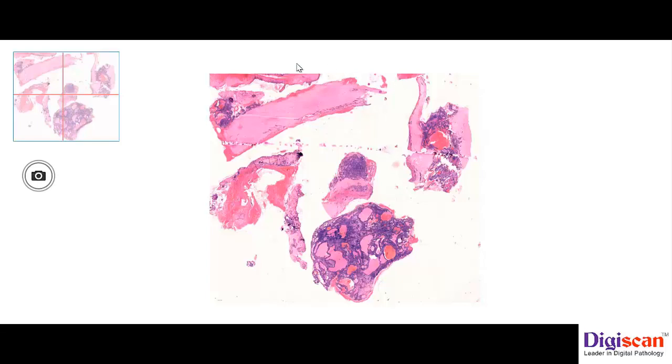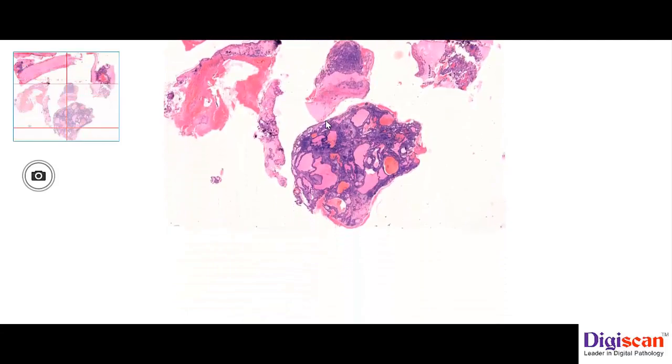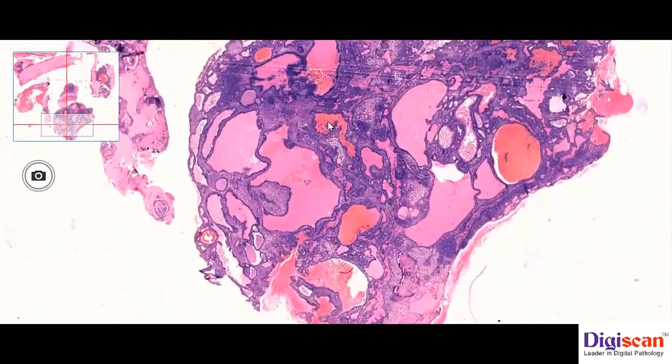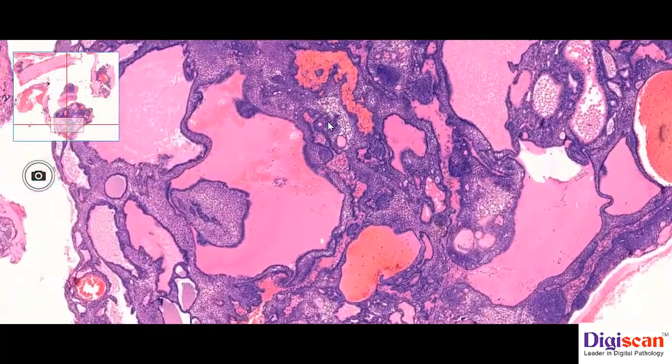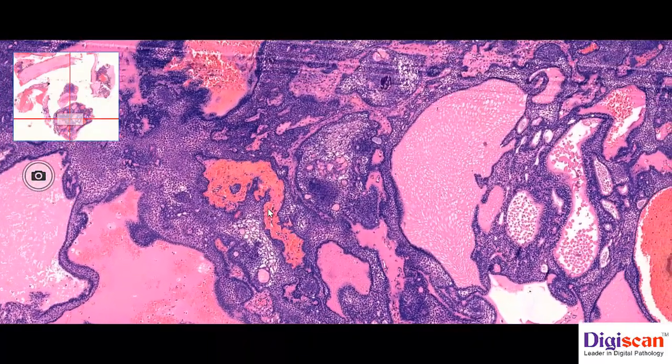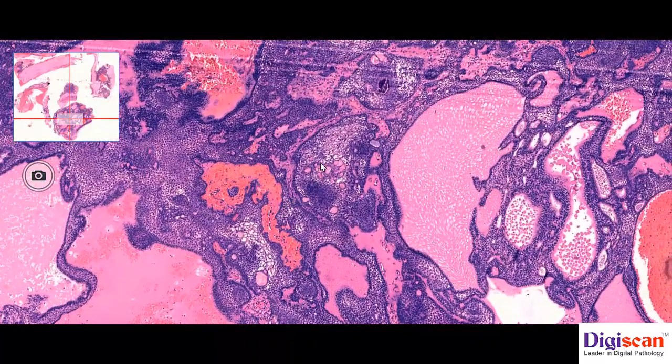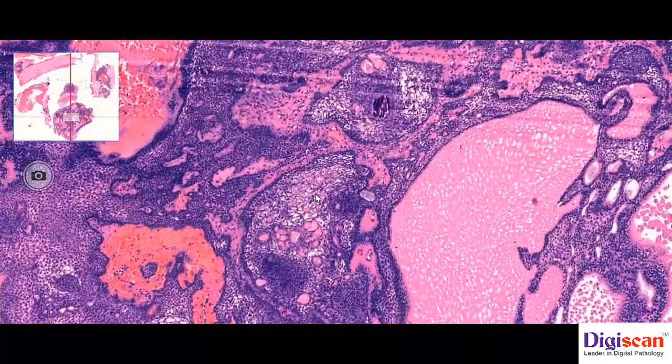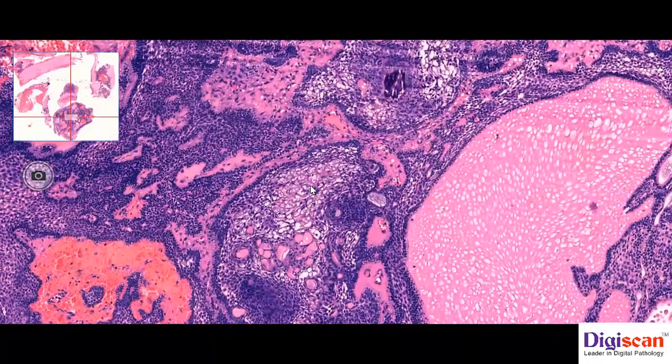Now this is a tumor. We are finding that here is the cyst wall. Here is a cyst wall here, and then there is a tumor nodule here. And if we look at the tumor nodule, we find that this tumor nodule is made up of ameloblastic epithelium arranged as follicles with stellate reticulum formation as we see in ameloblastoma.